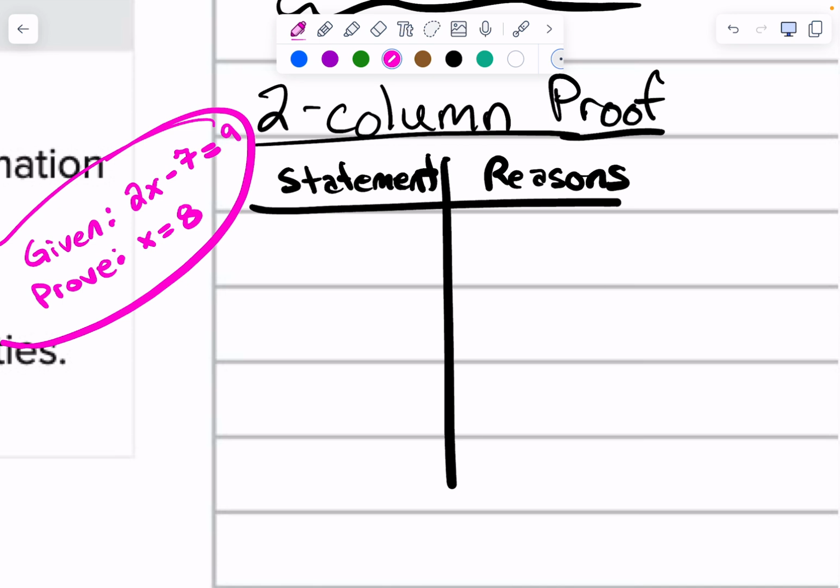Here we go. We start with 2x minus 7 equals 9. We start with the given. We start with what we're given. We have to start somewhere. Okay, that is my first statement.